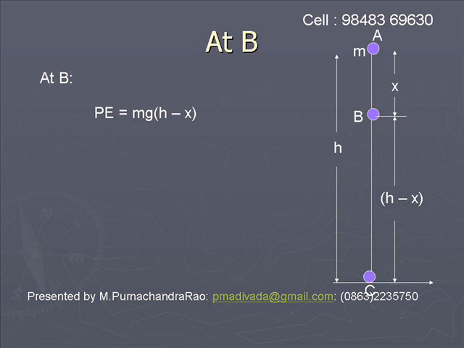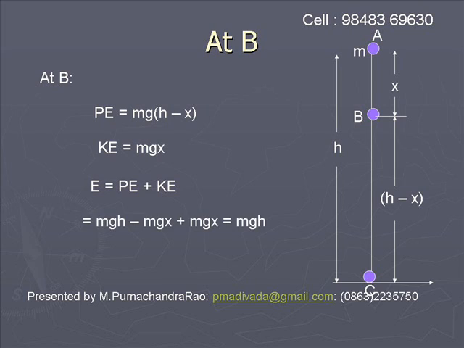When the body is at B, its potential energy is mg into h minus x, because its height is h minus x. The distance traveled is x, so the loss in potential energy is equal to mgx. This will be converted as kinetic energy. Hence, kinetic energy is equal to mgx. So the total energy is equal to Pe plus Ke, that is mg into h minus x, which is mgh minus mgx, plus Ke, which is mgx. So total energy is mgh. So at B, the total energy is mgh.